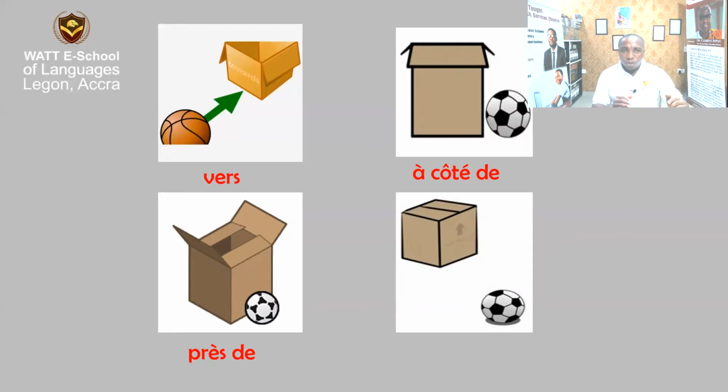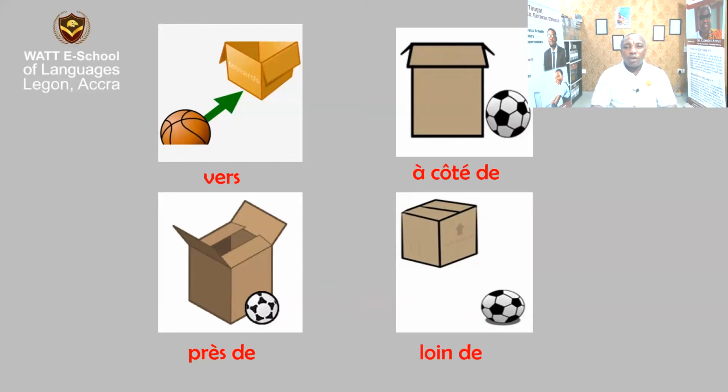Far from. In English, you say the ball is far from the box. But in French, you say: le ballon est loin de. So the preposition here is loin de, loin de.